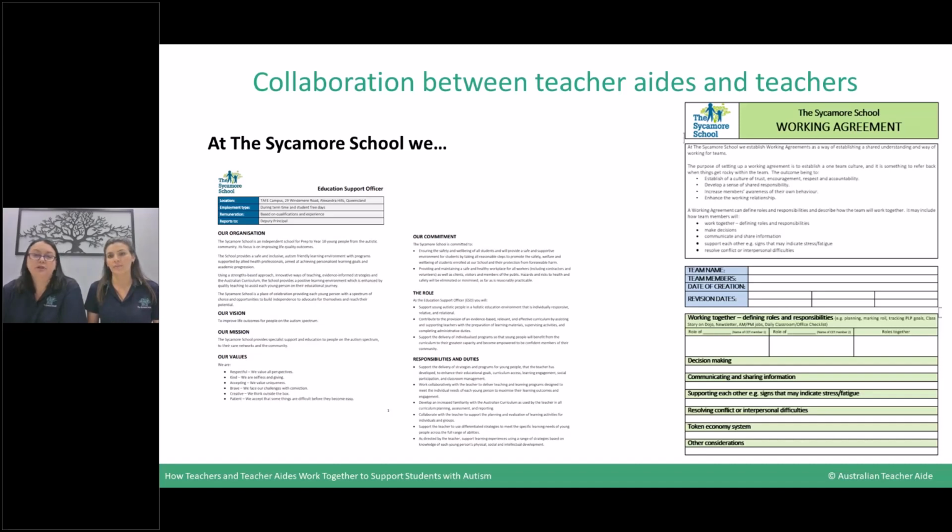And it then gives you the autonomy to make those decisions because it's something you've already discussed with the teacher and you've agreed upon, and you'll feel much more empowered to complete your role and fulfill your role within that classroom.